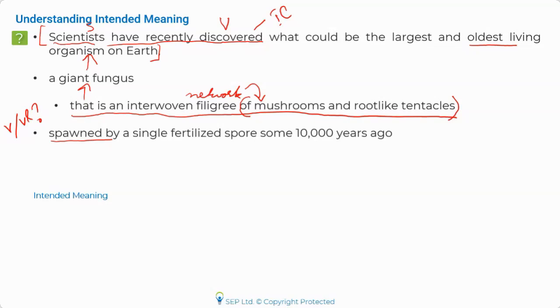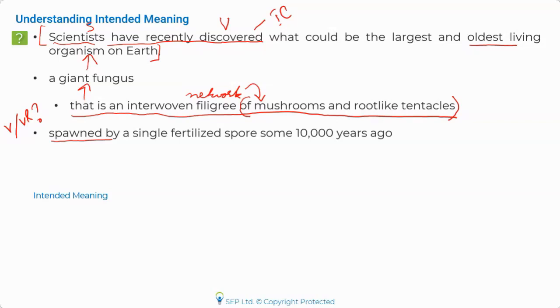So Sunny, remember, an ed verbal will either modify the nearest noun or it will modify the entire noun phrase. So it is referring to the whole thing. Okay. What is spawned by a single spore? The entire network. The network which is made up of mushrooms and tentacles. So I'll repeat this. Very good, Yasmin.